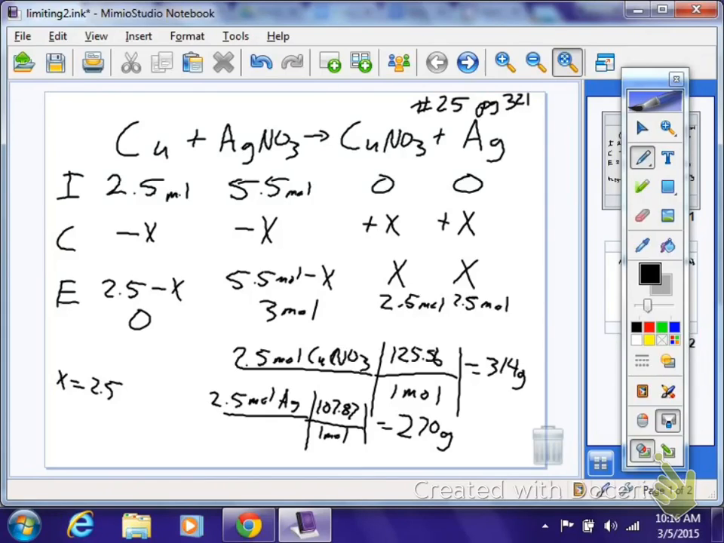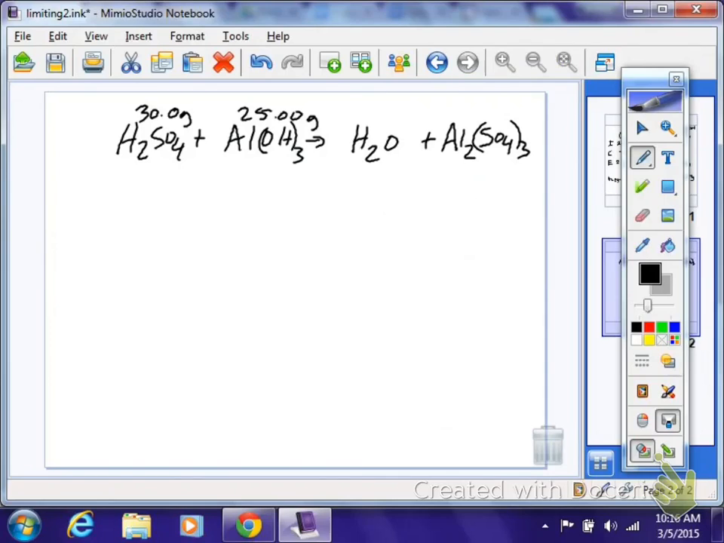Now the next one looks a lot more difficult, but it's not that much different in the final outcome. But we had to make sure we have this balance. So to balance it would be 3 and 2 and 6, right? Okay. Sometimes students are using the 30 grams for their initial. Why would that not be a good thing to do?